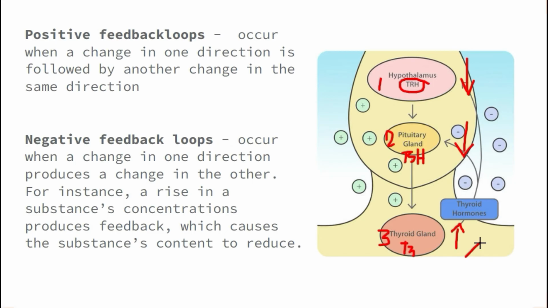For the body to compensate for that kind of reaction, the others po will decrease to balance it out. So kapag increase to, TSH and TRH can be decreased. So that is how the positive and negative feedback mechanism works, for example, in the endocrine system.